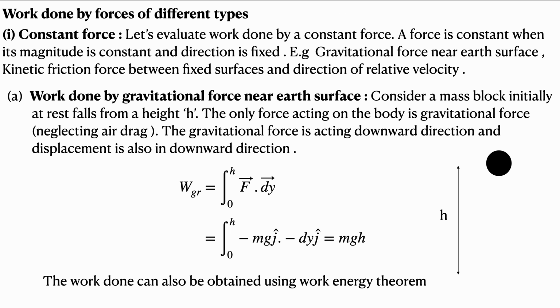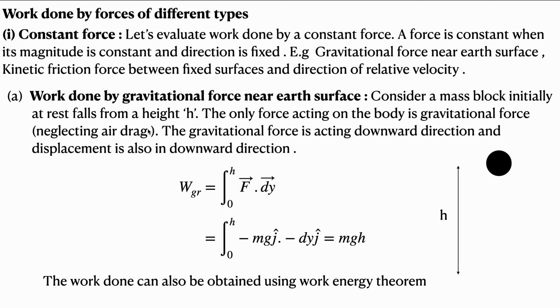Work done by force of different types. First, constant force. Let's evaluate the work done by a constant force. A force is constant when its magnitude is constant and direction is fixed. Examples: gravitational force near Earth's surface, and kinetic friction force between a fixed surface and direction of relative velocity.